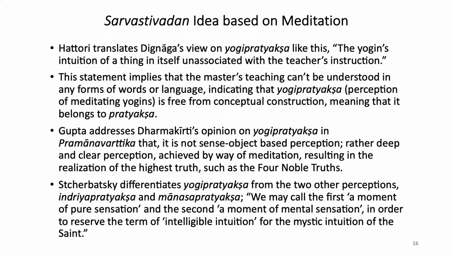Gupta addresses Dharmakirti's opinion on yogi Pratyaksha in Pramanavartika, that it is not sense-object-based perception. Rather, yogi Pratyaksha is a deep and clear perception, which can be achieved by way of meditation. And this results in the realization of the highest truth, such as the Four Noble Truths. So you need to think about that. We simply say each truth of the Four Noble Truths, but the meaning is really deep and profound. Maybe somebody who engaged in meditation practice and attained jhana, those practitioners might fully understand each truth of the Four Noble Truths.